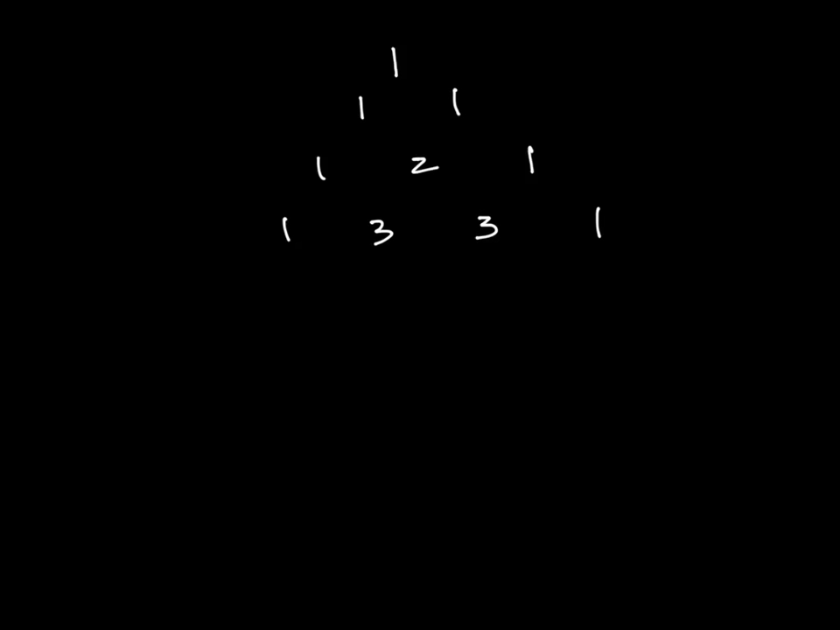For the fourth row, we have a 1 on the outside. 1 plus 2 is 3. 2 plus 1 is 3. And then a 1 on the outside. So when we expand a cubic function, the coefficients are going to be 1, 3, 3, and 1. And this is called Pascal's triangle. We use that to do binomial expansion, or the coefficients of a binomial expansion. And we'll tell you a little bit more about that in another video.